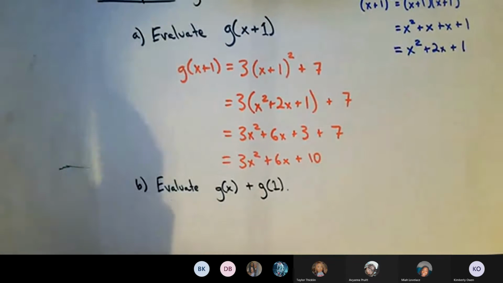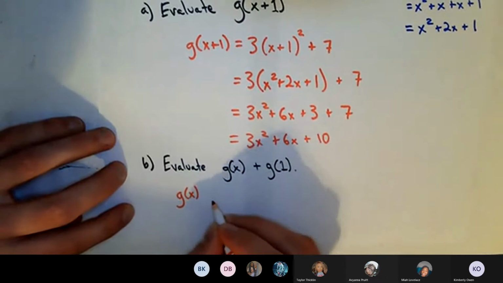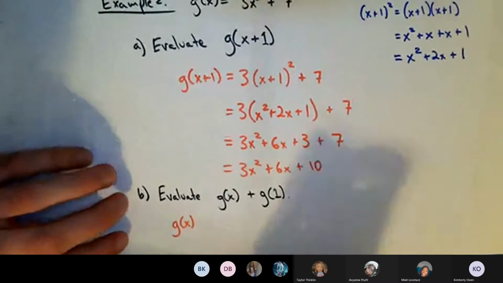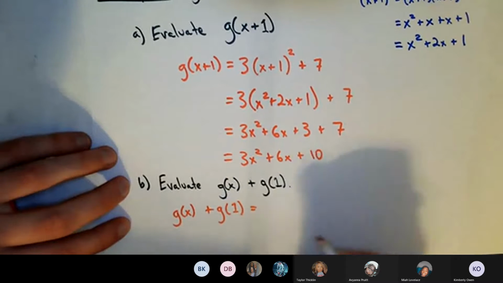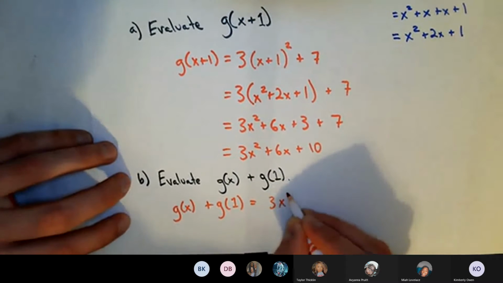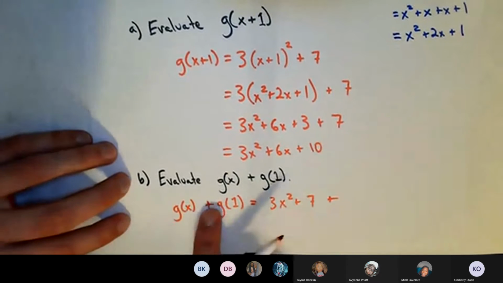So let's just quickly do this one. This one will be easier because g of x is just 3x squared plus 7. So let me write this, hang on. Okay, g of x, so that's literally just writing the function down. That's that part. And then there's the plus sign.